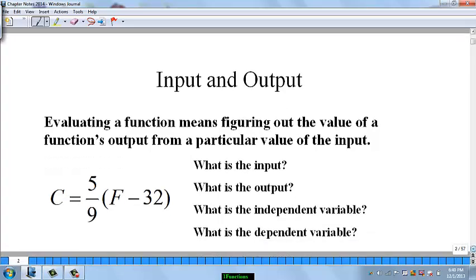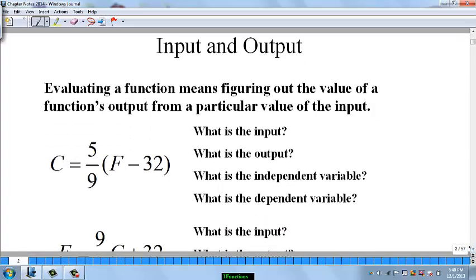Alright, evaluating a function means figuring out the value of the function's output from a particular value of the input. So here's a formula, and this is a true formula. This is Celsius equals 5/9 parentheses Fahrenheit minus 32. And this is an actual conversion unit, so here I can put any Fahrenheit temperature I want in my function, do the following work with it, and then out will come what the Celsius temperature would be.